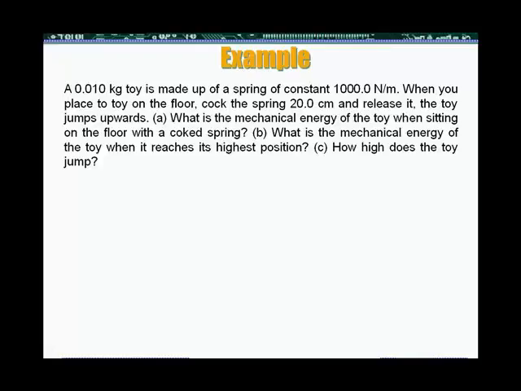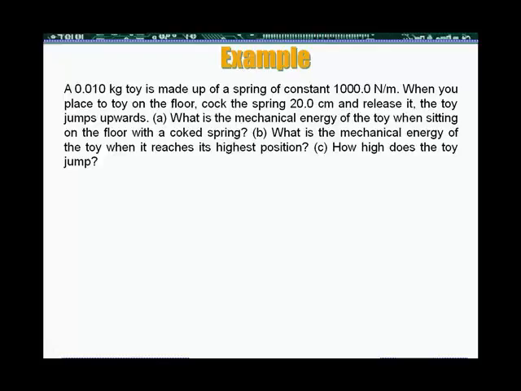Okay, in this recording we'll work a couple more examples. Let's start with this one. This one is an interesting toy. What you do is cock the toy, it has a spring, you push it down on the floor and it jumps upwards.